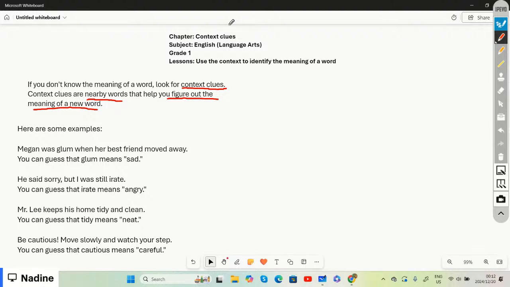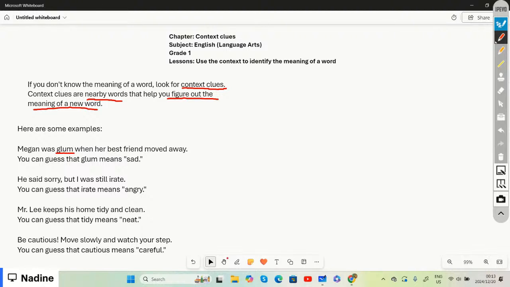Our example says: Megan was glum when her best friend moved away. We now need to identify the context clues within that sentence, a nearby word. Actually, if we look at that specific sentence, glum is a word that looks very foreign.